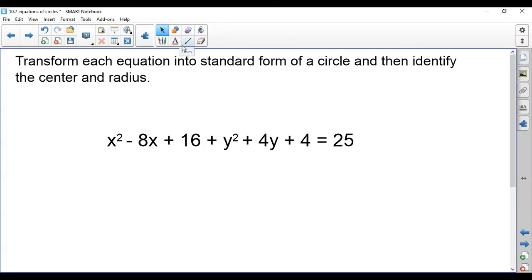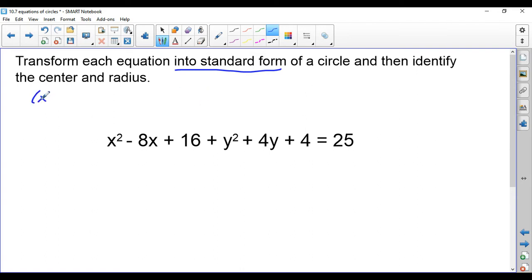Today we're going to continue with equations of a circle. What we saw yesterday was that the standard form of an equation of a circle is a really easy form to use. So what we're going to do today is take a different form, sometimes called general form, and transform it into standard form of a circle and then identify the center and radius.